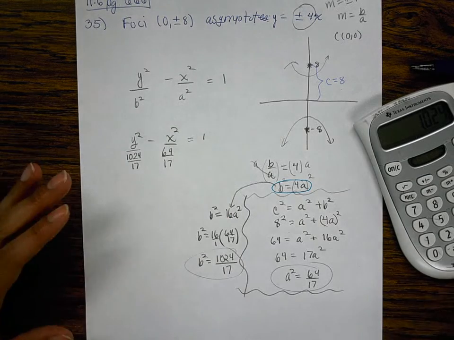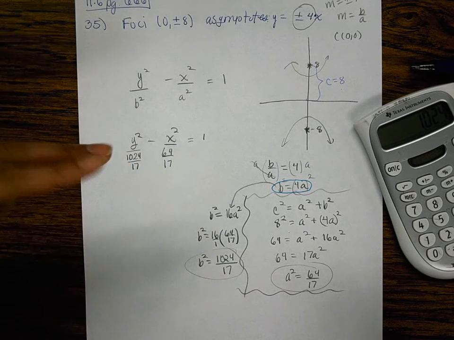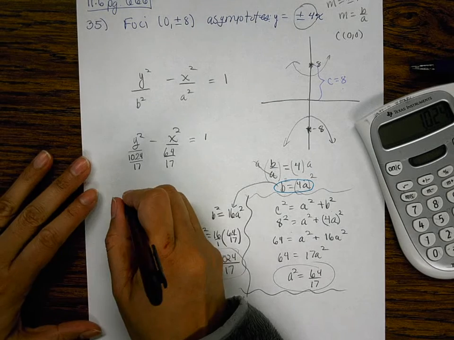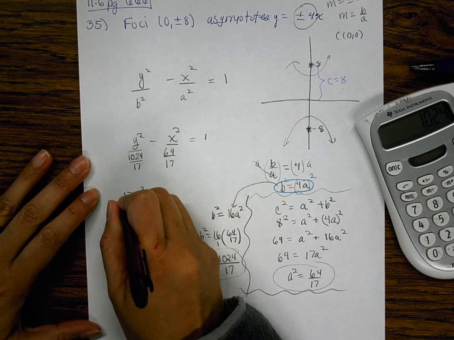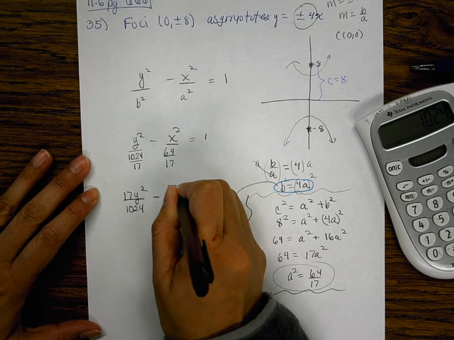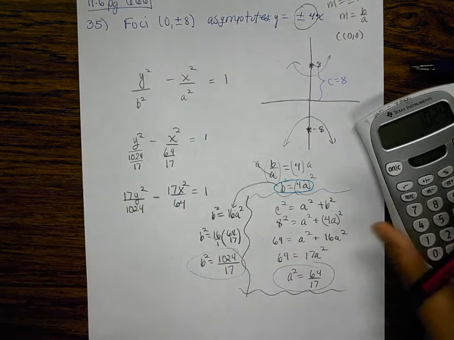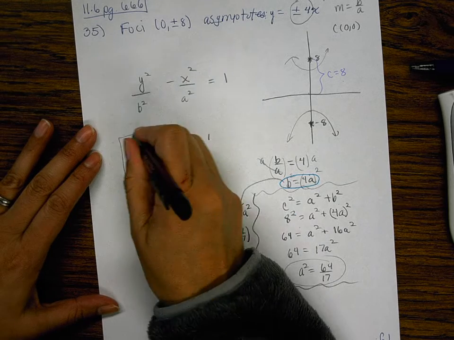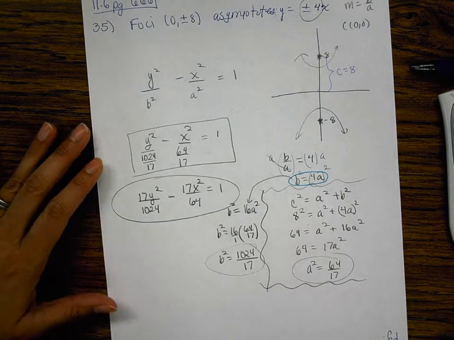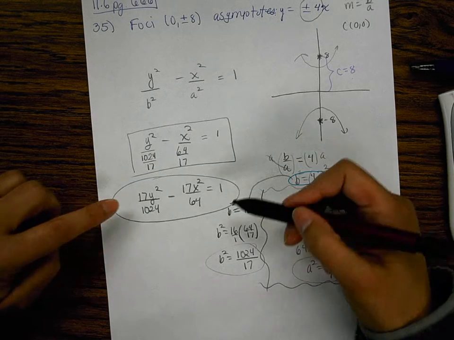Okay, so I want to get rid of the fractions within a fraction, so I'm going to multiply by the reciprocal of the denominator, giving me 17y squared over 1,024 minus 17x squared over 64 equals 1. Now, personally, I would have left my answer like this. I write it like this because this is the way the book writes it, so any of you checking your book answer, if I were just asking for the equation, this is fine.